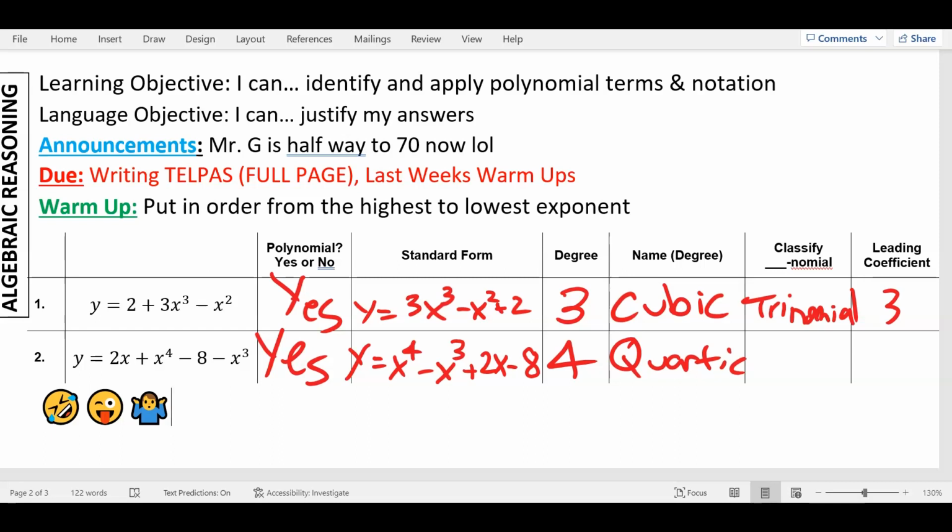Why is it polynomial? You just know, or do you just not know? Check it out. How many terms? 1 term, 2 term, 3 term, 4 term? Polynomial. Okay. Now, leading coefficient. What number goes out front? Over right here. What's the ghost number?